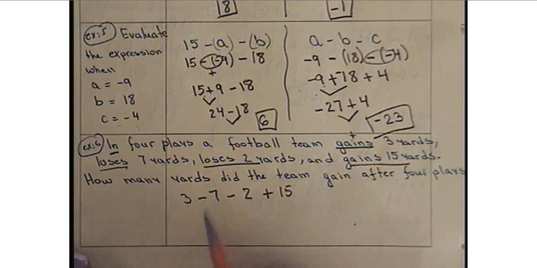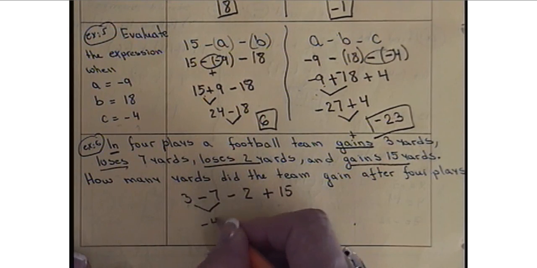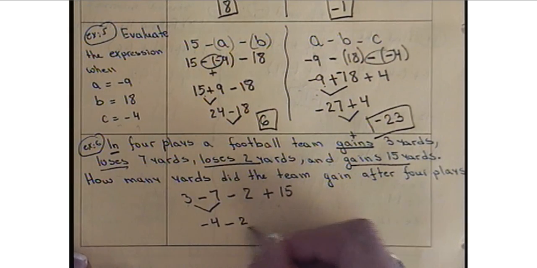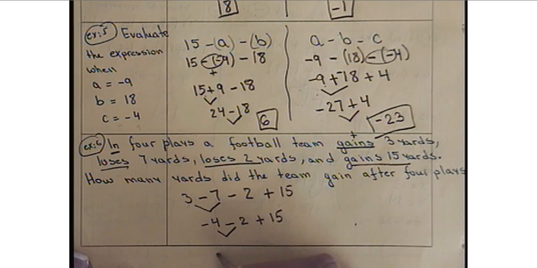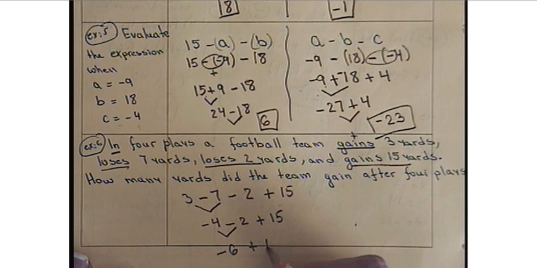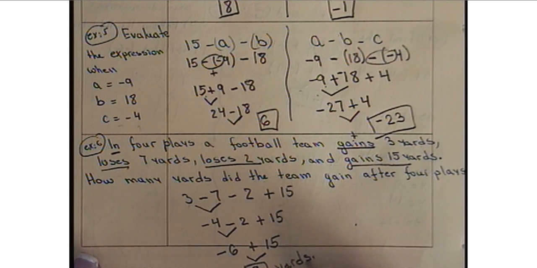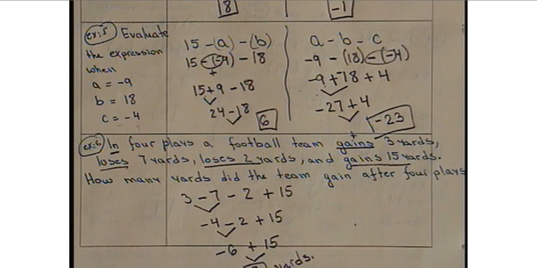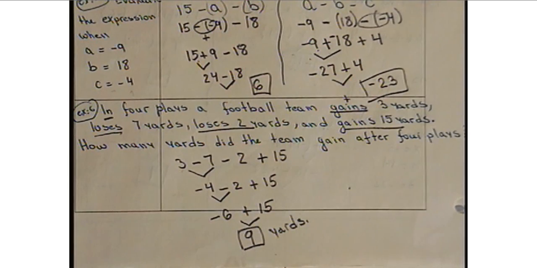3 minus 7, we're going to start with this, is negative 4, and then I will copy the rest, minus 2 plus 15. Then negative 4 minus 2 is negative 6 plus 15. Negative 6 plus 15 will be positive 9. 9 yards is the final answer here. So those football players gain 9 yards. Final answer.